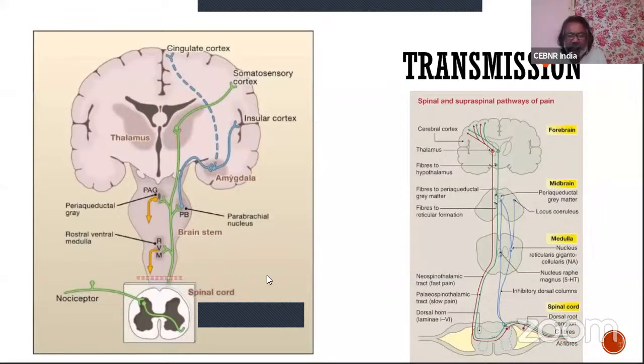Now, you will also see nomenclatures like the neo-spinothalamic and paleo-spinothalamic. Neo-spinothalamic means it's newer, and paleo means slightly older. What it means is that the neo tract may not be that well developed in animals like rats. The paleo-spinothalamic tract will be very good in them, but the neo-spinothalamic tract will be slightly less developed.